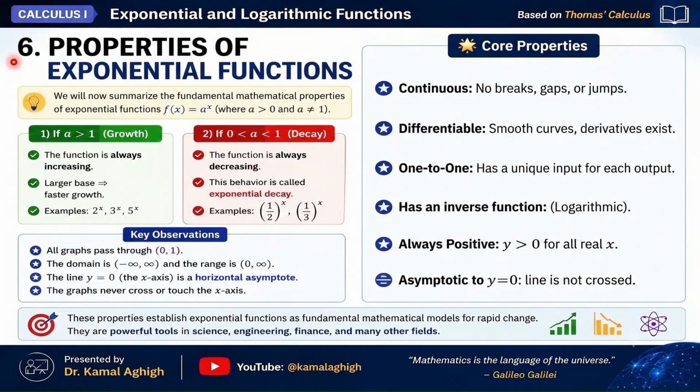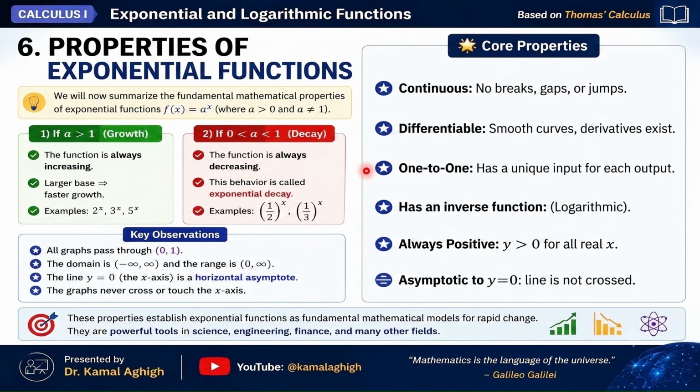Now let's summarize the most important properties of exponential functions. First, exponential functions are continuous. This means their graphs have no breaks, gaps, or jumps. Second, they are differentiable, so we can compute their derivatives. These properties will become very important when we begin studying differentiation. Another important property is that every exponential function is one-to-one. Each output corresponds to exactly one input.